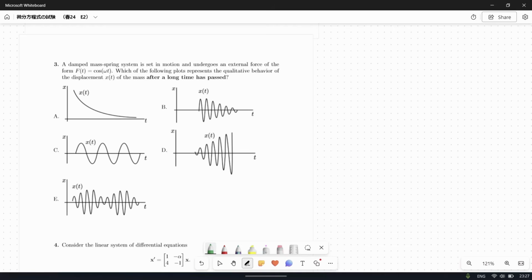Number 3. A damped mass spring system is set in motion and undergoes an external force of the form f of t is equal to cosine of omega t. Which of the following plots represents the qualitative behavior of the displacement x of t of the mass after a long time has passed? So in the question, we're dealing with a damped mass spring system.